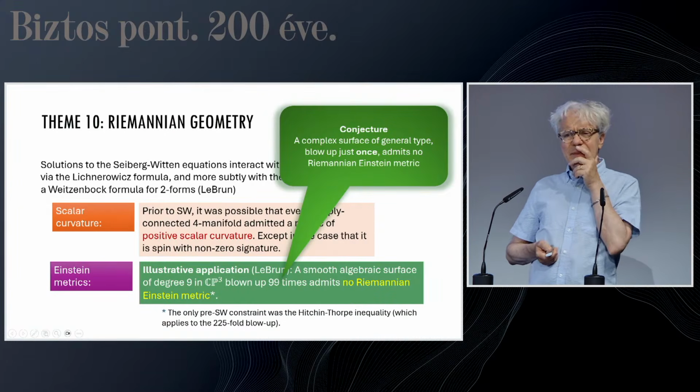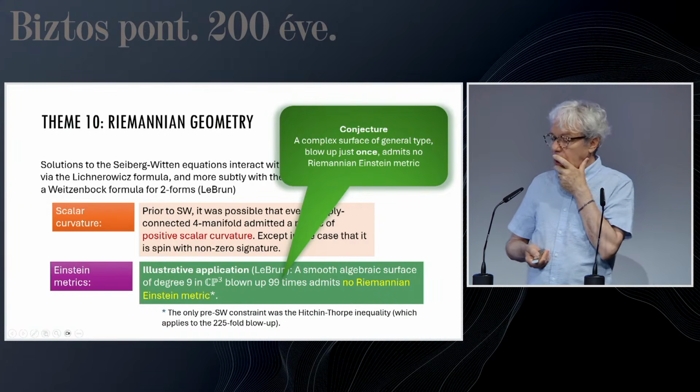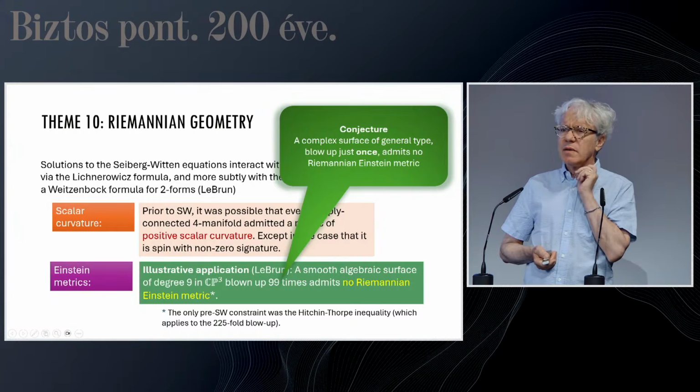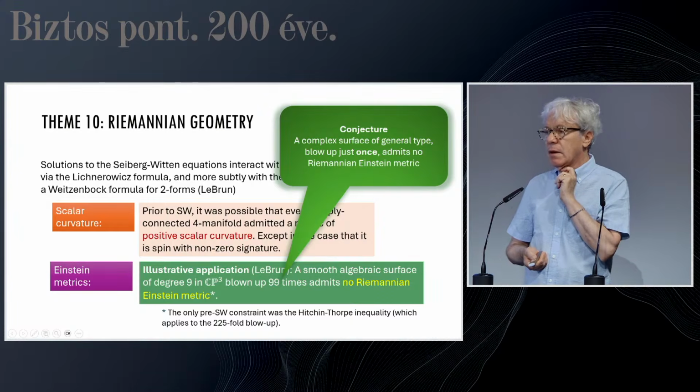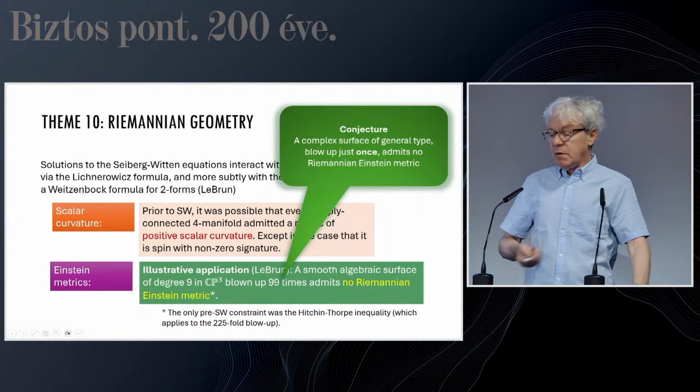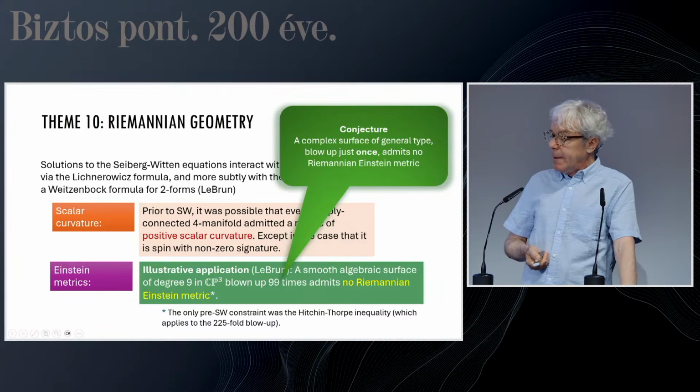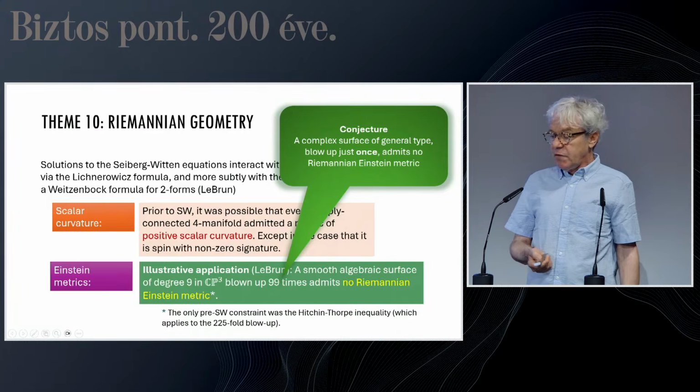Do I have to blow it up 99 times? I don't know. I think it's an open problem. I think if you blow up that manifold just once, you can conjecture there's no Einstein metric. I think you can make that conjecture pretty much generally. No idea what the status of that is now or will be in 25 years.